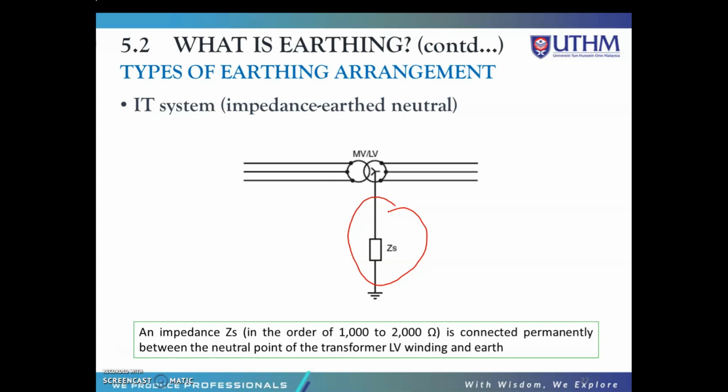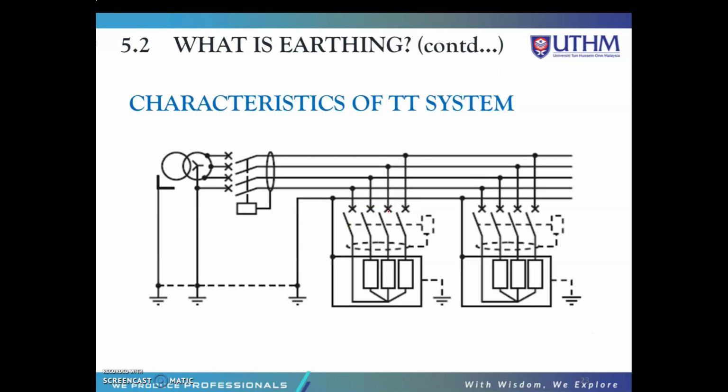The reason for connecting this impedance to neutral is to fix the potential of a small network with respect to earth and to reduce the level of overvoltage, such as transmitted surges from the MV windings, static charges, etc. with respect to the earth. So this is the characteristic of the IT system.